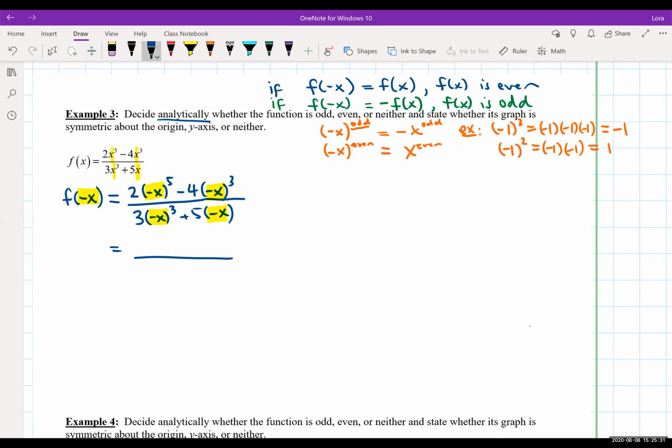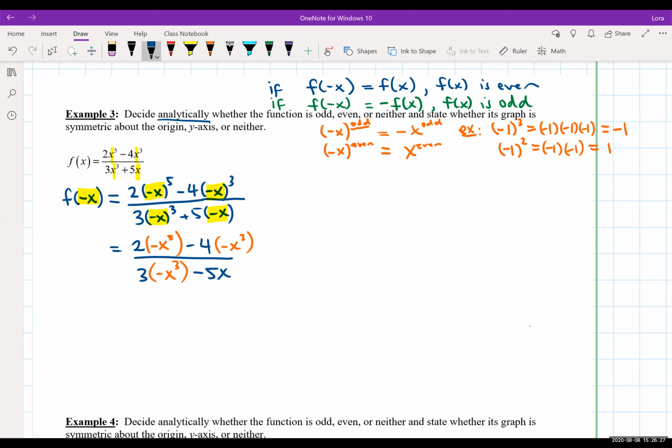Let's leave the 2 as is. If you have negative x to the 5th, what you really have is negative x times negative x times negative x times negative x times negative x, but we can write it so that we don't have a negative x inside parentheses anymore. It's simply negative x to the fifth. We still have negative 4 times negative x to the third, an odd number, and we still have that in the denominator as well. So we're just trying to understand those exponents. And the positive 5 times negative x, that's not raised to anything, so we can just say it's negative 5x.